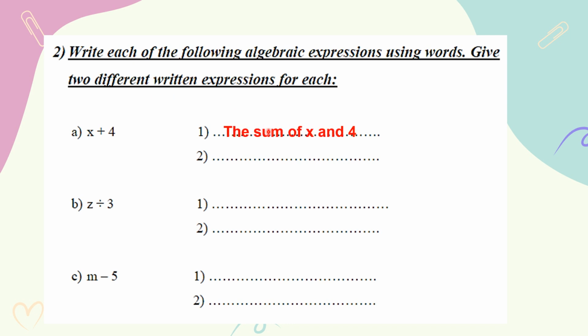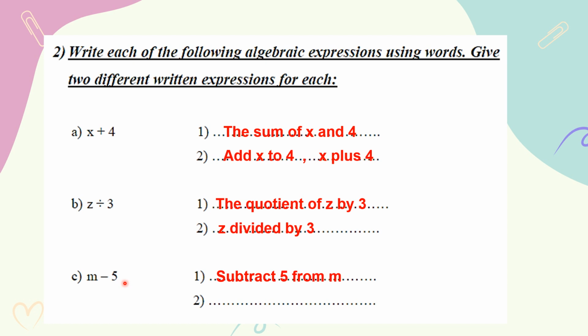We can write it as the sum of x and 4, or we can write it as add x to 4, or x plus 4. We have here 3 ways. In letter B, z divided by 3. So we can write it as the quotient of z by 3 or z divided by 3. In letter C, we have m minus 5. So we can write it as subtract 5 from m and m minus 5.